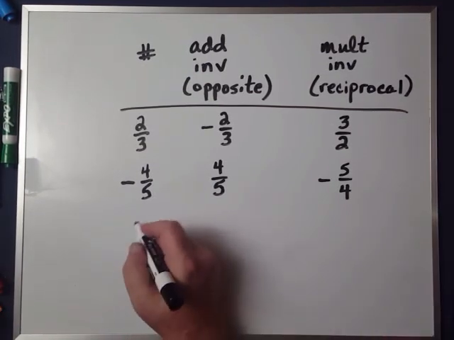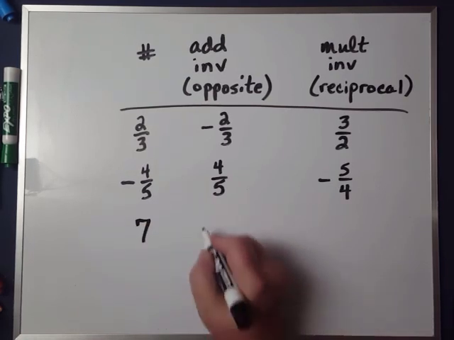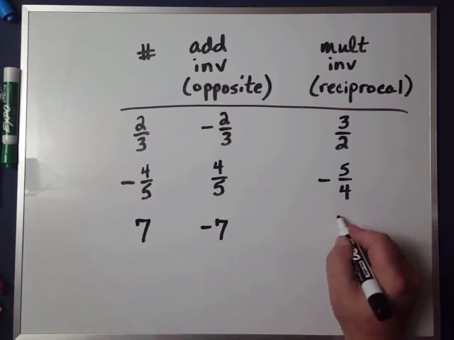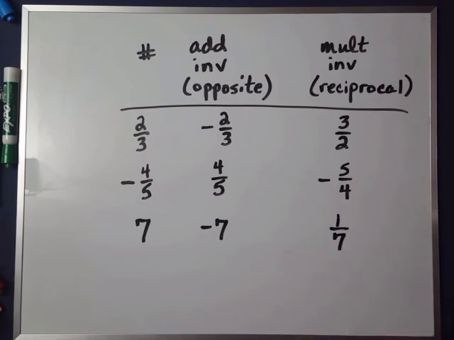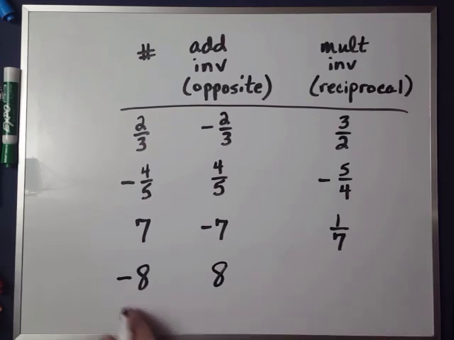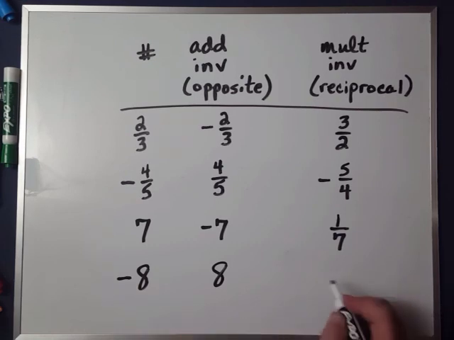What is the additive inverse of 7? Negative 7. What is its reciprocal? Think of this as 7/1. And its reciprocal would be, just turn it over, 1/7. The additive inverse of negative 8 is positive 8. We change the sign. The multiplicative inverse has nothing to do with the sign. It has to do with flipping it over. So the sign remains the same. It would be negative. You flip an 8 over, you get 1/8.